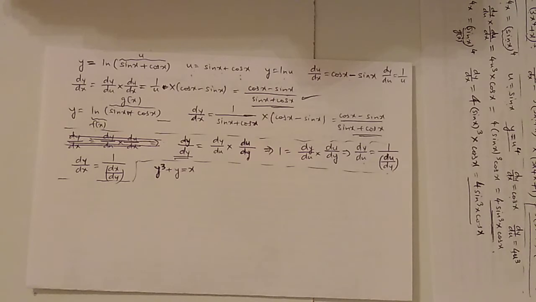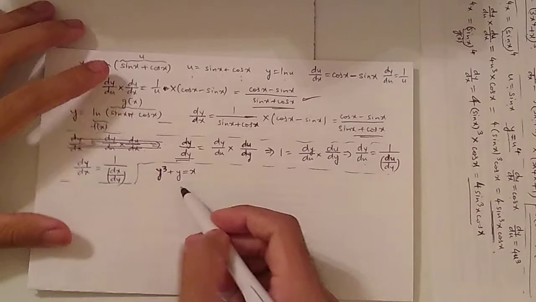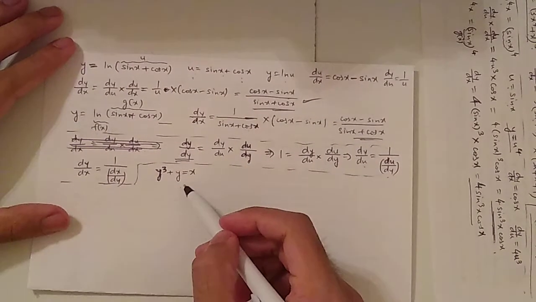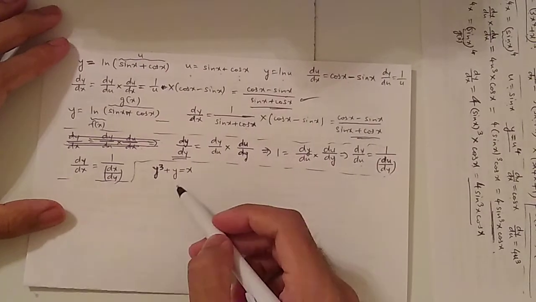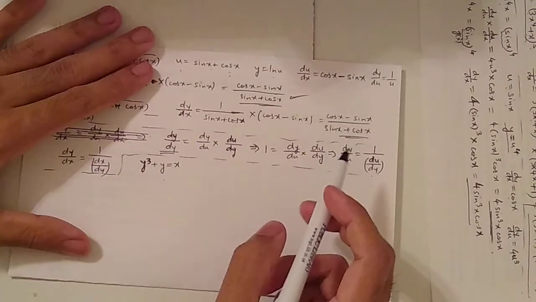In this one, we have two expressions, y and y cube, and thus we need to differentiate each of them separately. So in this case, let's consider two methods. The first method we're going to do is to differentiate both sides with respect to y.